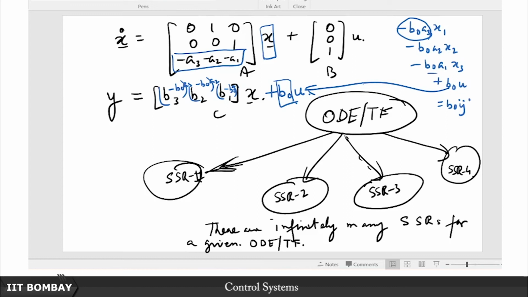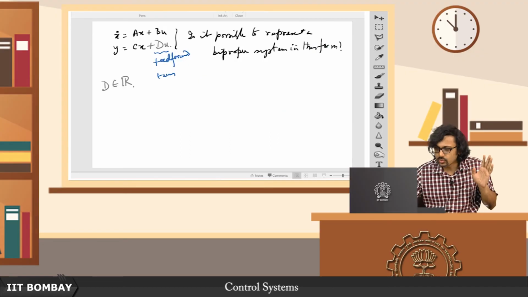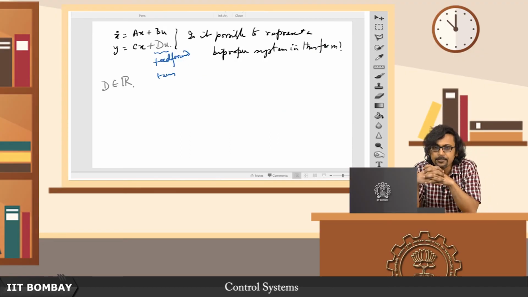But in general you will not encounter this sort of a bi-proper transfer function. You will mostly have strictly proper transfer functions, in which case you just put in this B naught 0 here, and you see that it collapses back to this B3, B2, B1, this beautiful form. So in other words, we have convinced you that there are at least two very clear-cut, easy ways to represent a transfer function or an ODE in the state space form.